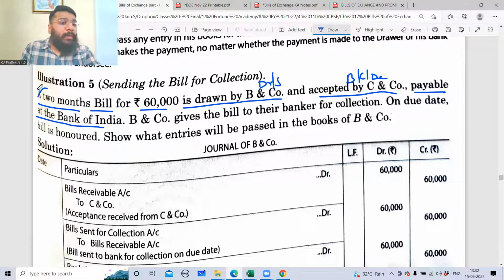Okay, so it's a 2-month bill. So the term of the bill is 2 months after date. B and Co gives this bill to their bankers for collection. So the question is, why is B and Co giving this bill to the banker for collection?